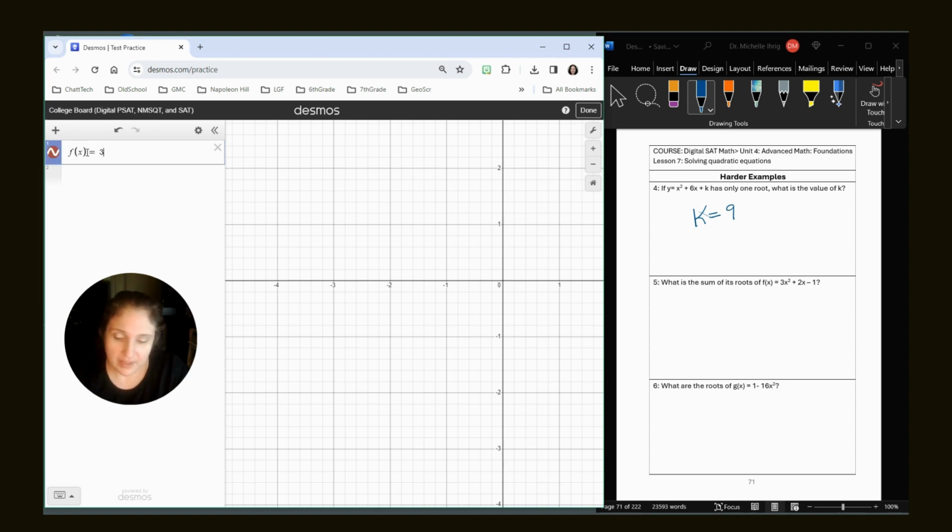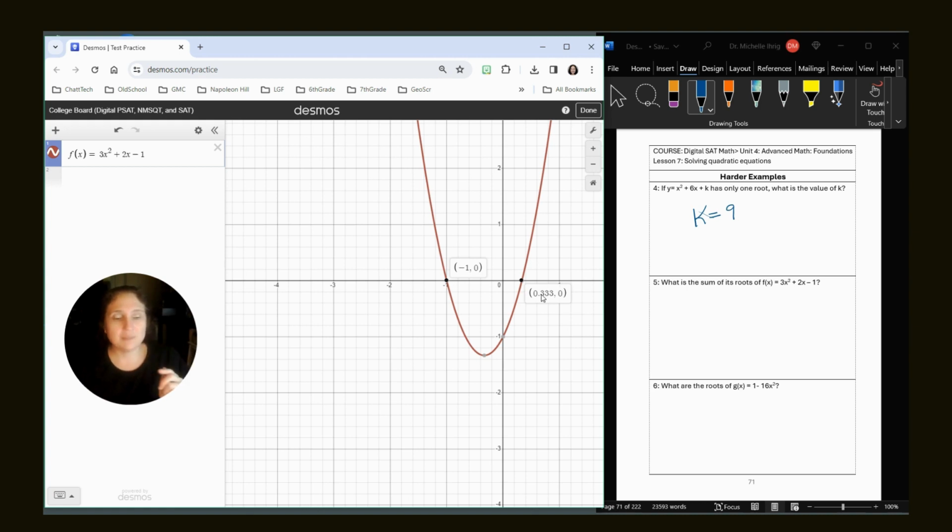Equals 3x, shift 6 gives you the squared. Well, you have to type in the squared. All right, here are our roots. What is the sum of our roots? We have -1 here, and we have 0.333. Oh yeah, this is why I did this.